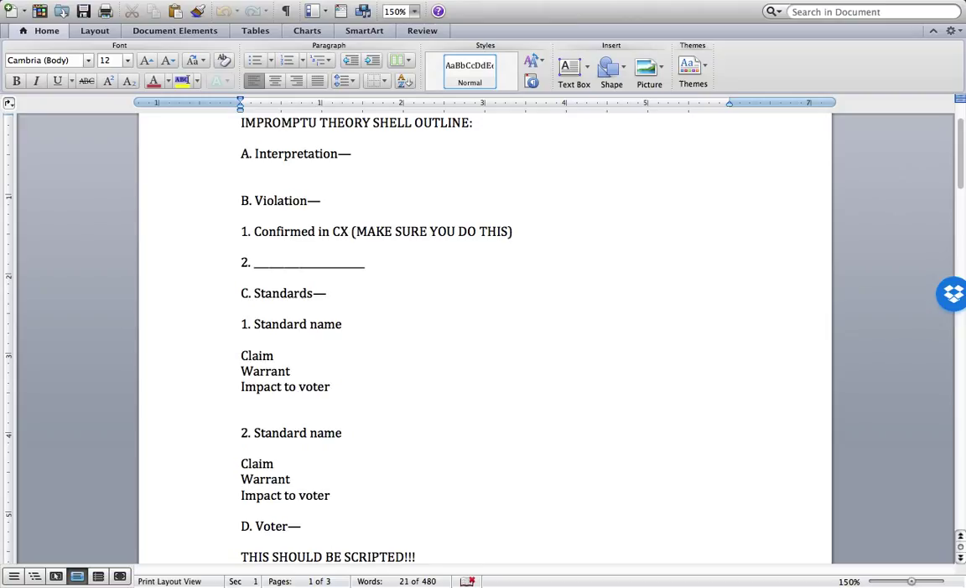Violation, we want to do two things. One is confirm it in cross-examination. And second is point out exactly which argument in the AC or the MC violated. Does that make sense?